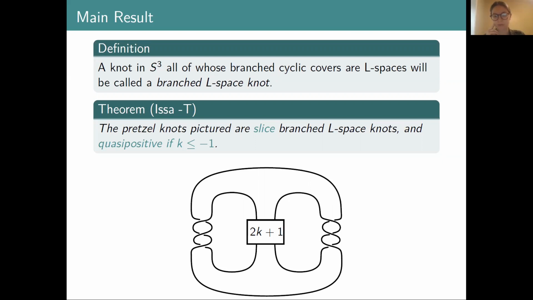We also pointed out in part 1 that they're slice and some of them are quasi-positive, and this answered a question of Boileau, Boyer, and Gordon, but I'm not going to show that they're slice or that they're quasi-positive in this talk.